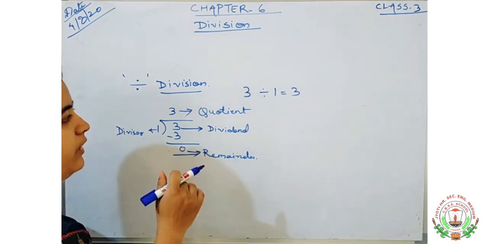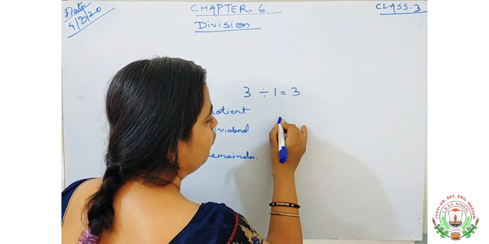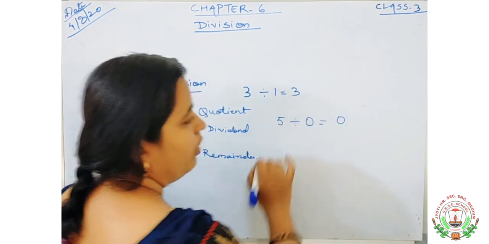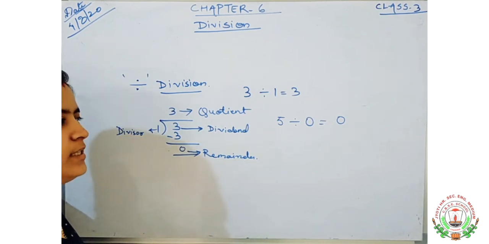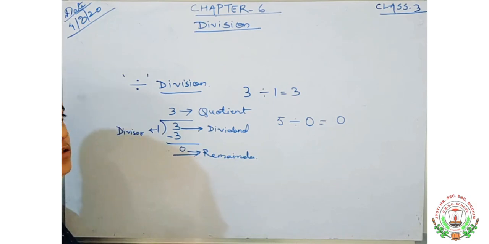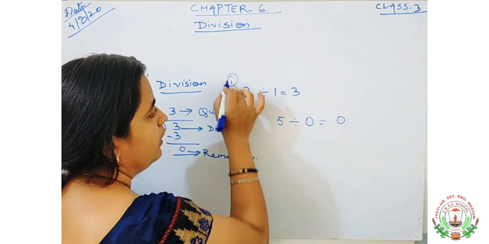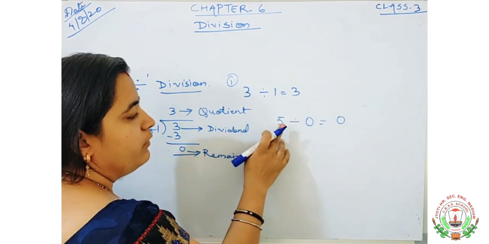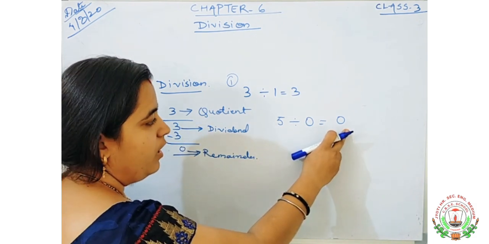Now let's see another one. Second, whenever you are dividing 0 by any number, you will get 0 as the answer, or 0 as the quotient. These are the properties of division. Before starting, you must know all this. The first one is, whenever we are dividing any number by 1, we will get the same number as the answer. Whenever we are dividing 0 by any number, we will get 0 as the answer.